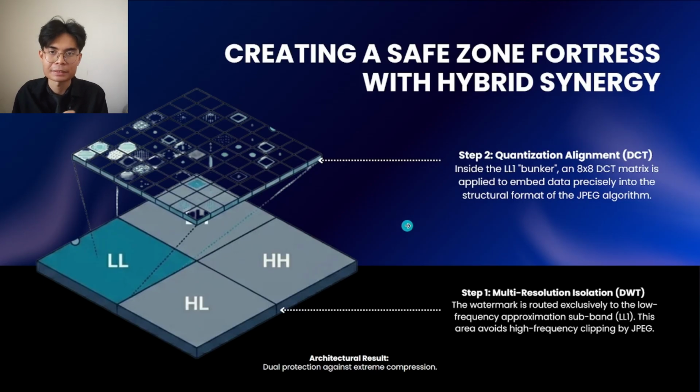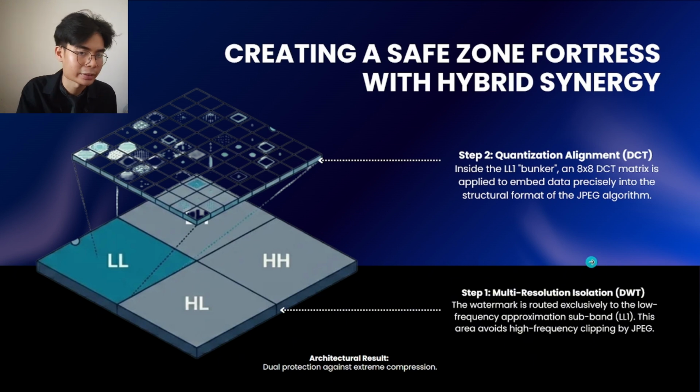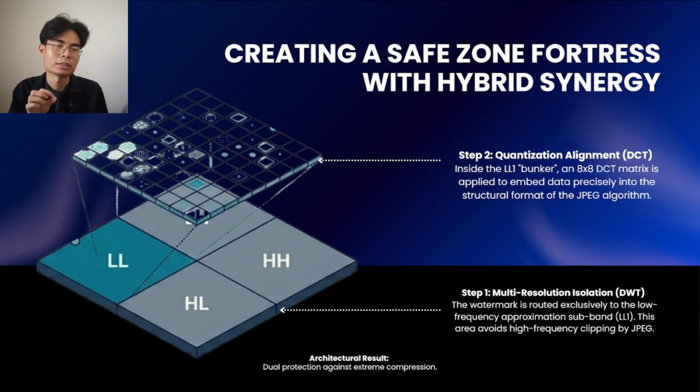And we created a safe zone for this. We didn't just build a strong watermark, we built a fortress. We utilize hybrid synergy by combining two distinct mathematical transforms. Step 1 is multi-resolution isolation using DWT. We route our watermark exclusively into the low-frequency approximation subband known as LL1. Think of this like a deep underground bunker that avoids the high-frequency clipping normally done by JPEG compression.